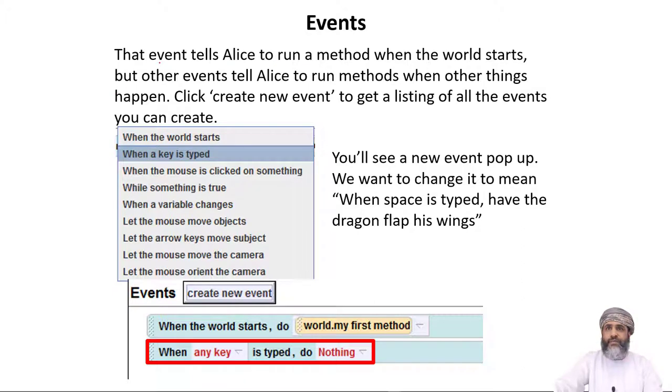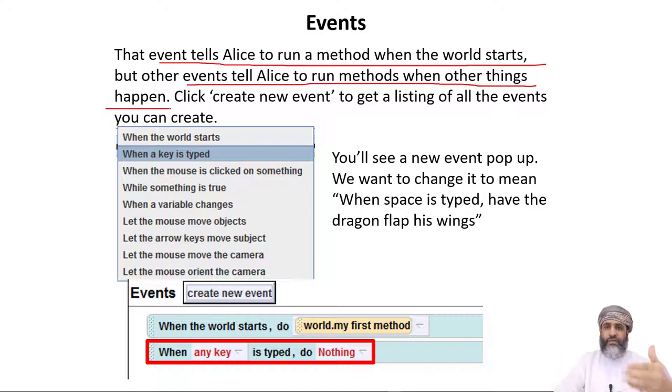That event tells Alice to run a method when the world starts, but other events tell Alice to run a method when other things happen. إذا تم حدث شيء معين، مثلا نقول البرنامج نفذ الميثود التالي، نفذ كذا وكذا. Click create a new event.